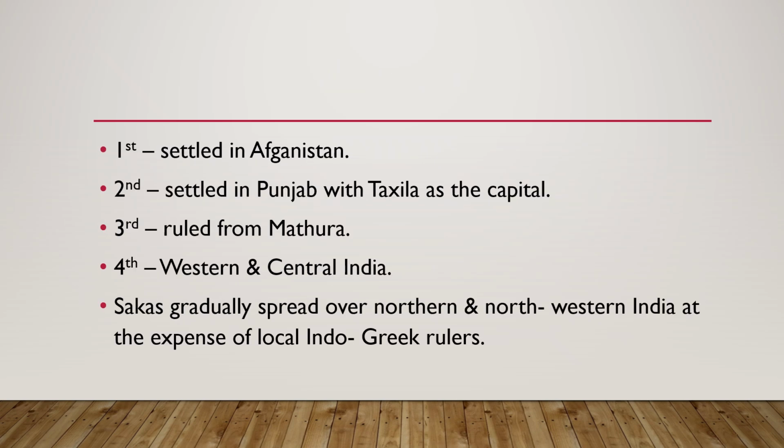So there were basically four branches. One branch is believed to have settled in Afghanistan. Another line of the Shakas settled in Punjab with Takshila as the capital. There was another that ruled from Mathura, and a fourth branch was that which established itself in western and central India. And the Shakas gradually spread their supremacy over the northern and northwestern regions of India at the expense of the local Indo Greek rulers.